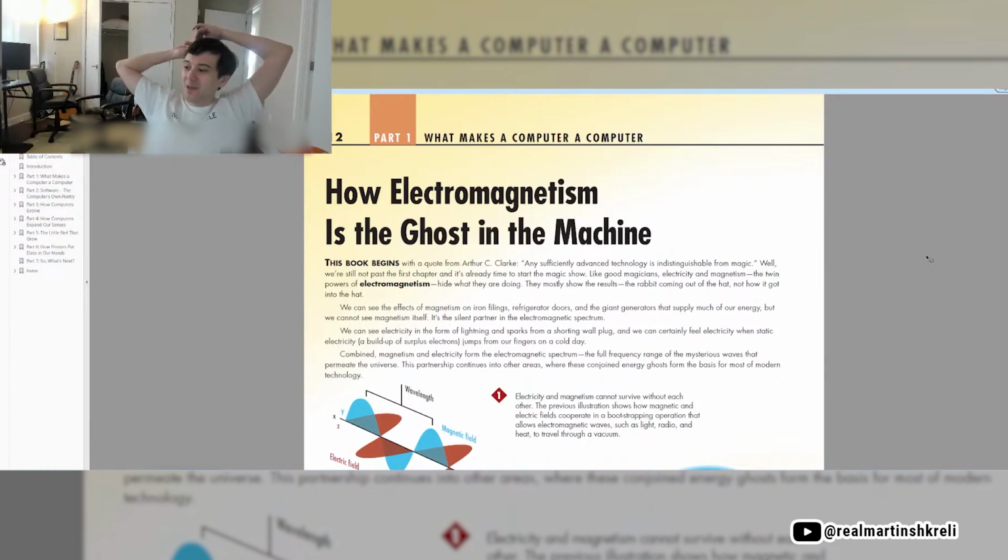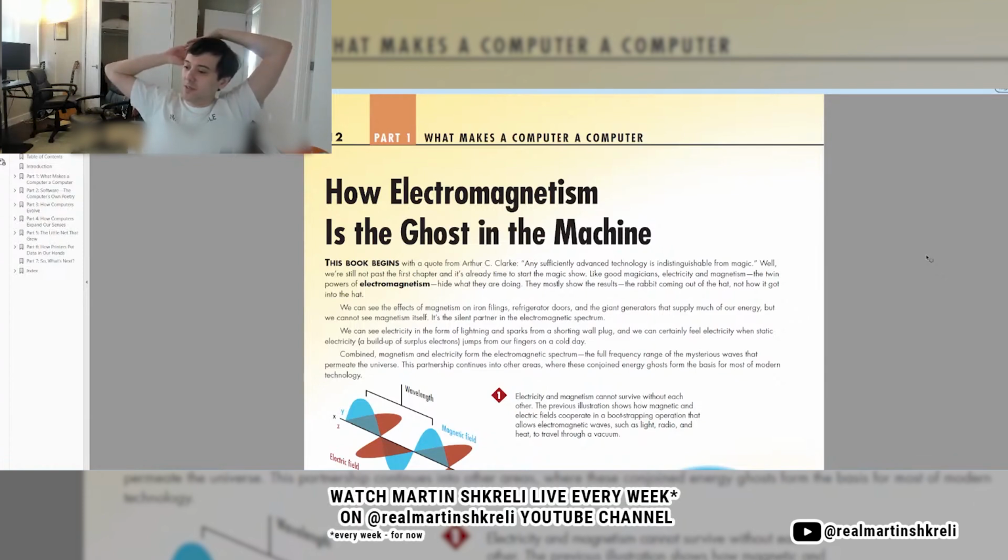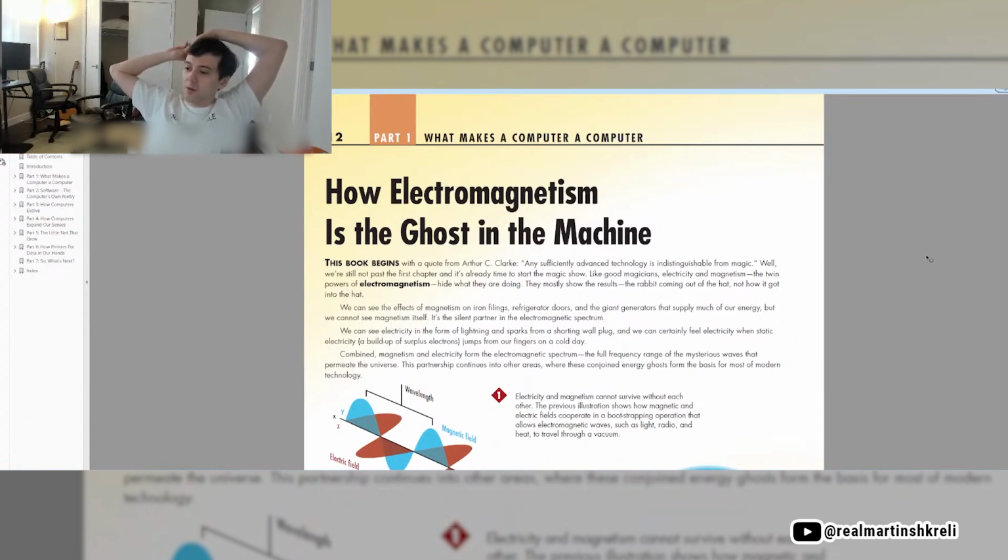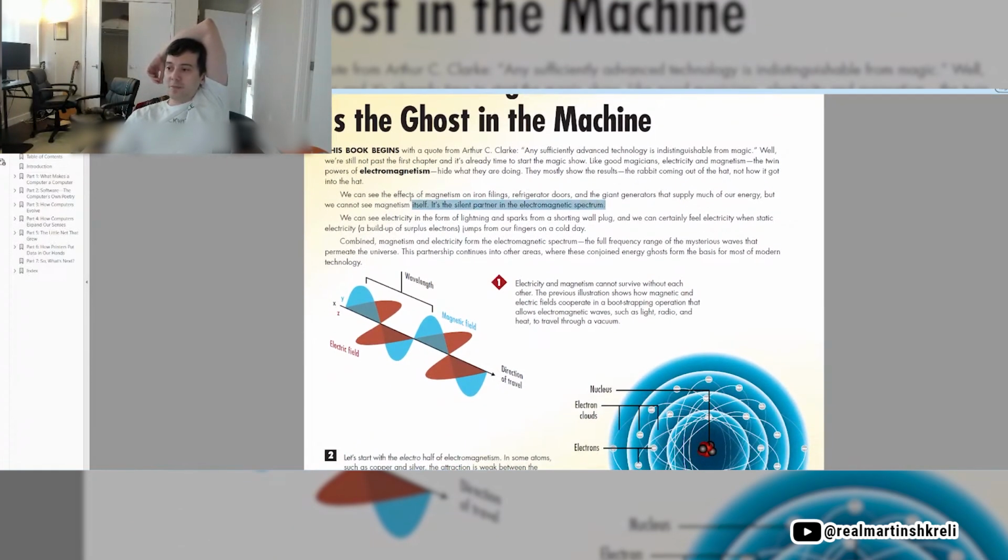magicians, electricity and magnetism, the twin powers of electromagnetism, hide what they're doing. They mostly show the results, the rabbit coming out of the hat, not how it got into the hat. We can see the effects of magnetism on iron filings, refrigerator doors, and the giant generators that supply much of our energy, but we cannot see magnetism itself. It's a silent partner in the electromagnetic spectrum.